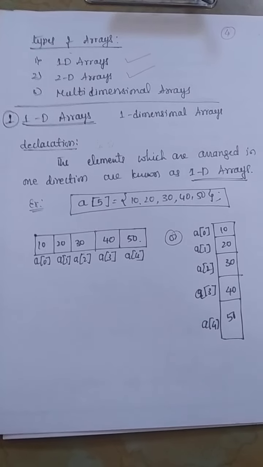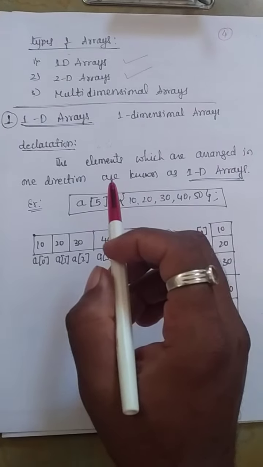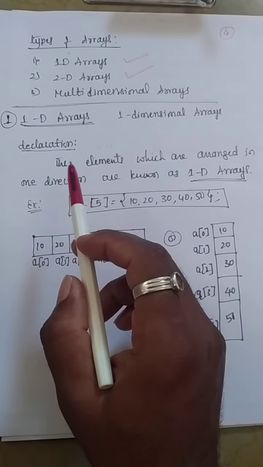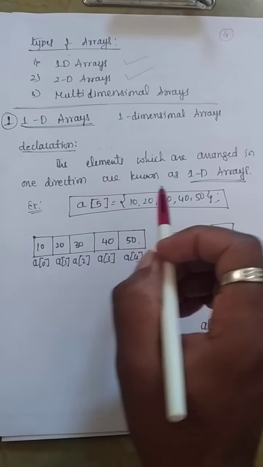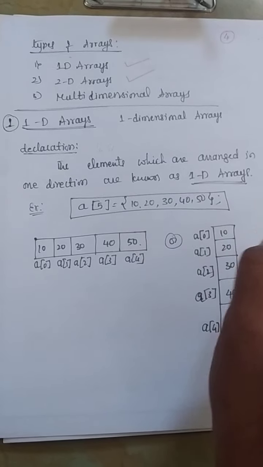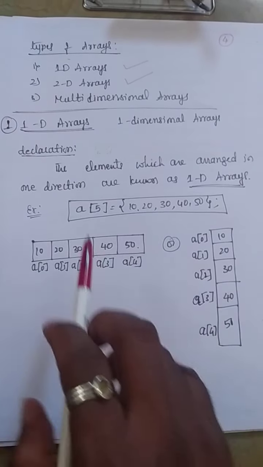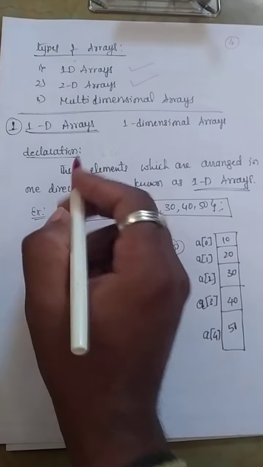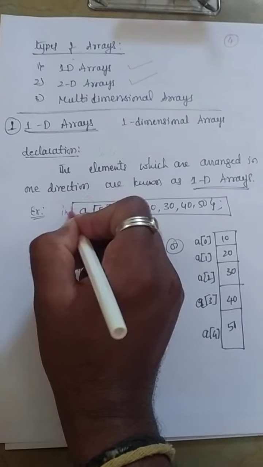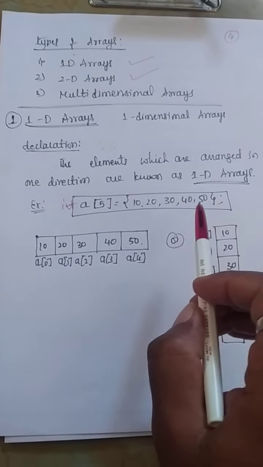What do you mean by 1D arrays or one dimensional arrays? One dimensional arrays, in the sense, the elements which are arranged in one direction is known as one dimensional arrays. What do you mean by one direction? See, here we are having one example, int a[5]. You can include the data type also. int a[5] = {10, 20, 30, 40, 50}.